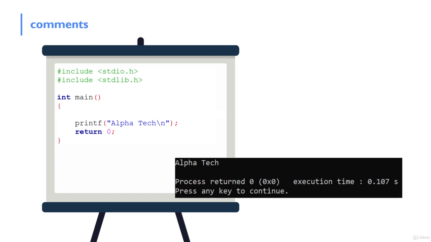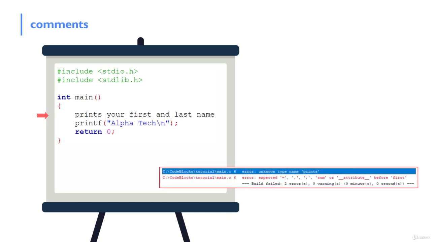Now we can simply add a comment that specifies in just one sentence what this program does. For example, adding a comment like, this program prints out our first and last name. And if we try to run this code, we can see that it won't work. We'll just get some errors. And the reason for that is very simple.